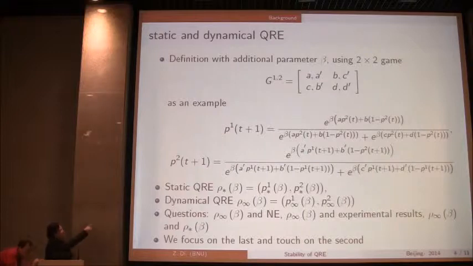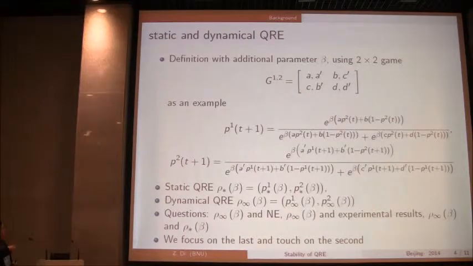Okay, so let's look at the right hand side of the equation. It starts from P at T. And the left hand side is P at T plus 1. So this defines an evolution process. It's a discrete time evolution process. And the original QRE was defined as the fixed point of this iteration.